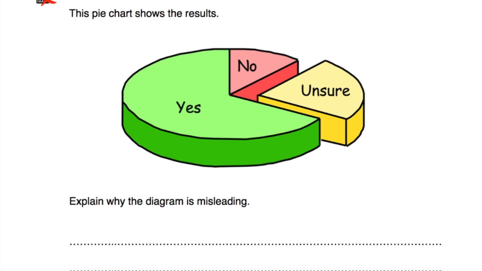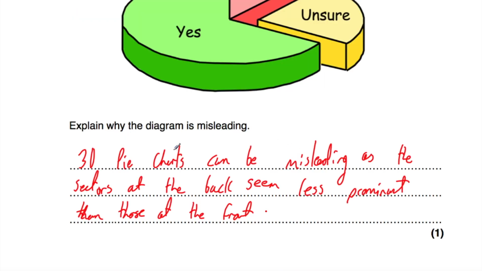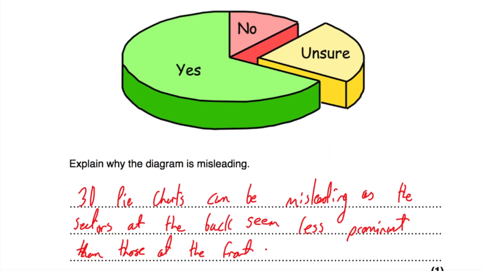So let's explain that. I've just explained that 3D pie charts can be misleading as the sectors at the back, so here in the case of no, the sectors at the back seem less prominent than those at the front. And that's it. So that's what I've explained. I think on the website, whenever I've done the answers, I've explained it the other way around. I've said that 3D pie charts can be misleading as the sectors at the front seem more prominent than those at the back.